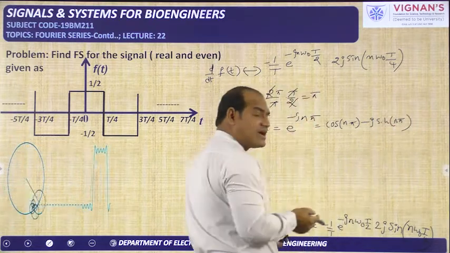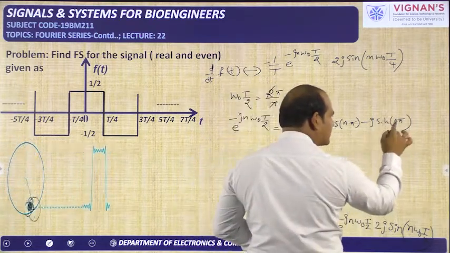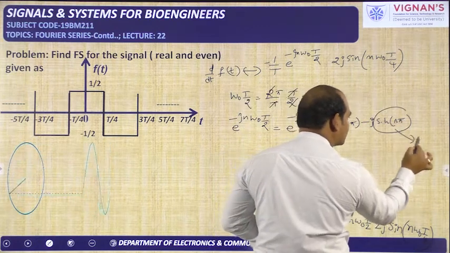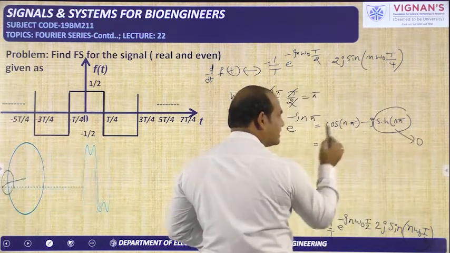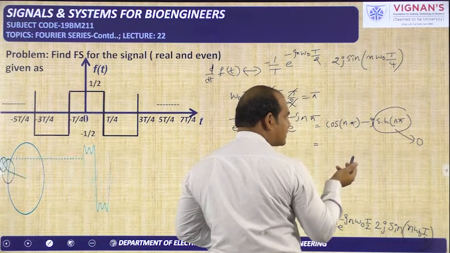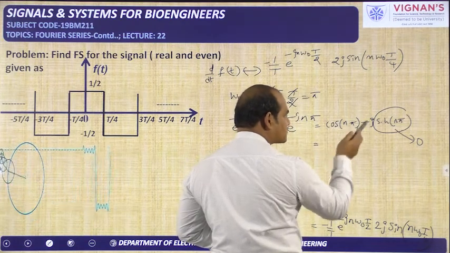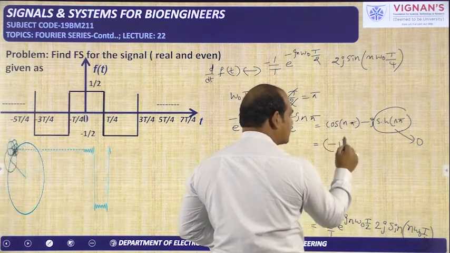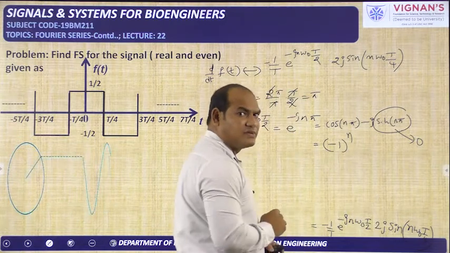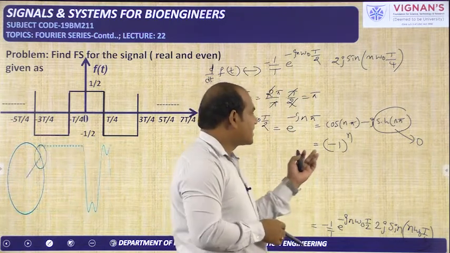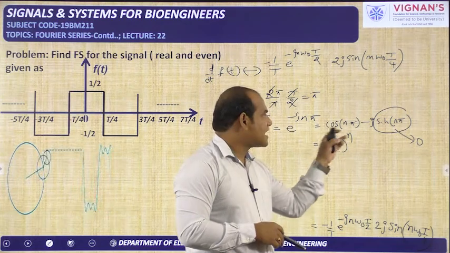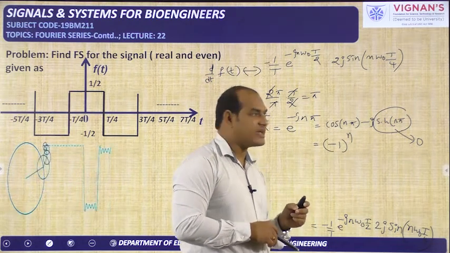For whatever the n value, sin pi, sin 2 pi, sin 3 pi, sin 4 pi is equal to 0. So cos pi is minus 1, cos 2 pi is 1, cos 3 pi is minus 1, cos 4 pi is 1. So it is minus 1 whole to the power of n. Alternately it is minus 1, plus 1, minus 1, plus 1. That's why cos n pi is equal to minus 1 whole to the power of n.